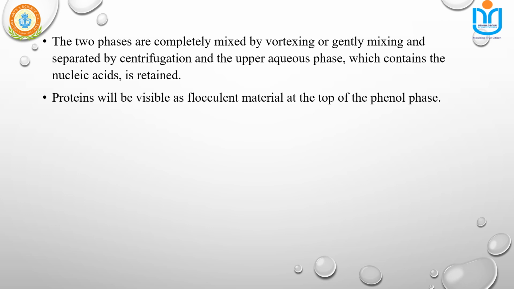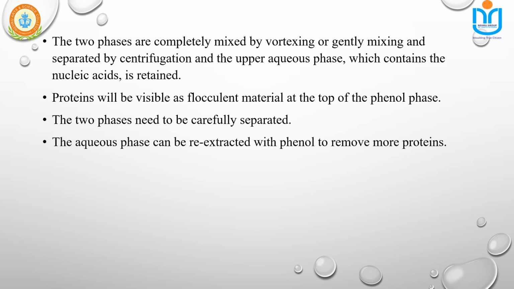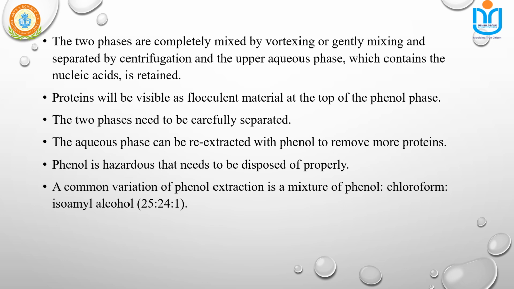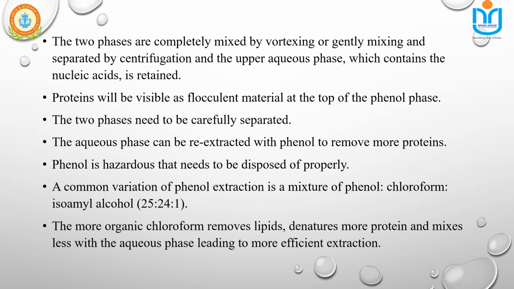Proteins will be visible as flocculent material at the top of the phenol phase. The two phases need to be carefully separated. The aqueous phase can be re-extracted with phenol to remove more proteins. Phenol is hazardous and needs to be disposed of properly. A common variation of phenol extraction is a mixture of phenol, chloroform, isoamyl alcohol in the ratio 25:24:1. The more organic chloroform removes lipids, denatures more protein and mixes less with the aqueous phase, leading to more efficient extraction.